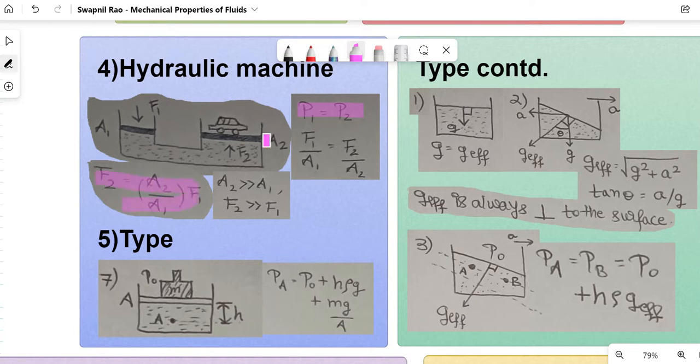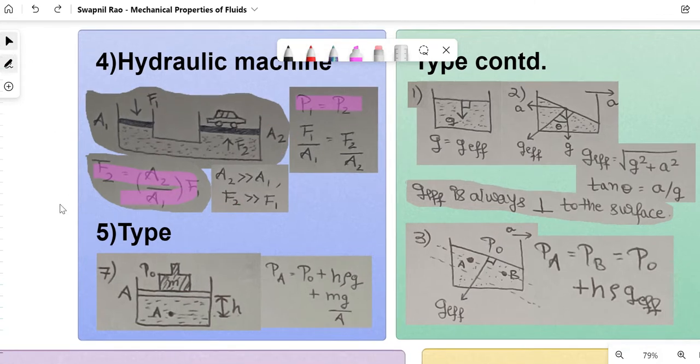as you can see, implies that if A2 is greater than A1, like if this area is much greater than A1, then force 2, which means the output force, will be greater than F1. So by just using a small force, we are able to get a larger force by just increasing this area. So this is something which you might have learned in class 10. It's a hydraulic machine, how they work and how it makes our life easier.